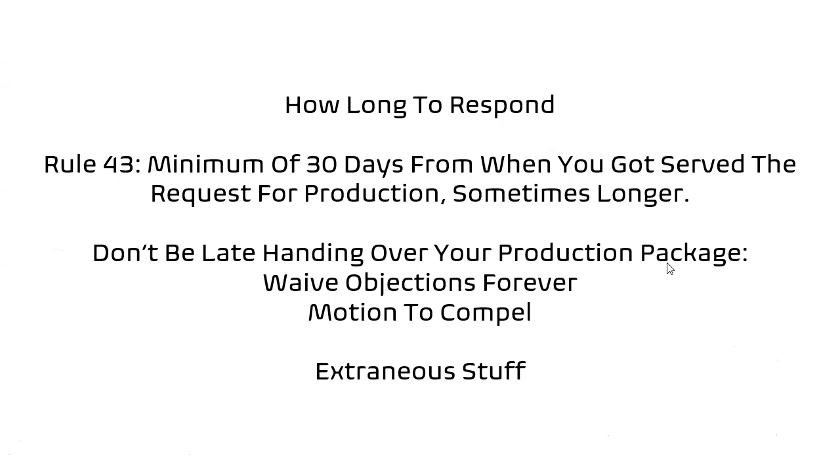You can also open yourself to a motion to compel, which is when one side goes to the court and says, hey, we sent a request for production to the other side. They didn't answer it timely. We would like you, judge, to order them to answer our request for production. Successful motions to compel frequently come with awards of attorney fees, and those awards can be substantial. So the best thing to do is to make sure that you get the other side your production package on time.